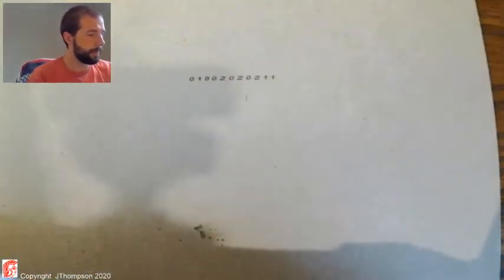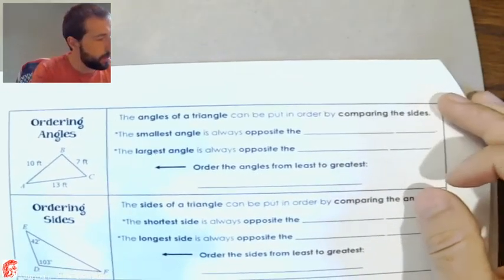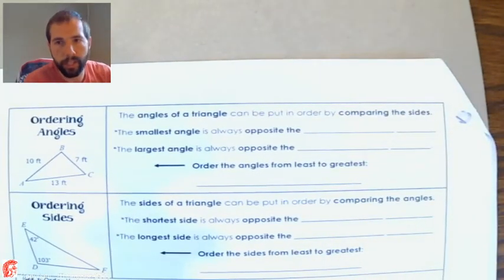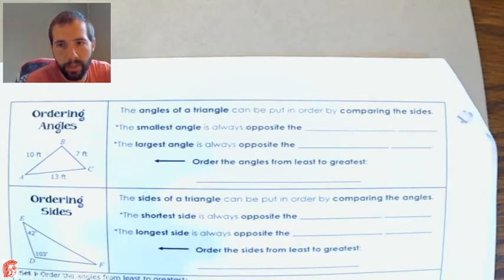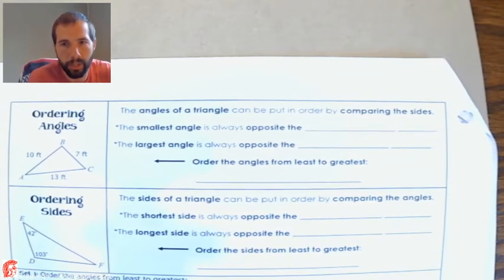Okay, on to the back. Ordering angles in triangles. So if we look at the picture on the left side, we're going to order the angles from largest to smallest. So if you actually just look at the picture, you can probably tell that angle B is the largest angle just by looking at it. But sometimes you might look at a triangle and it might not be so clear.